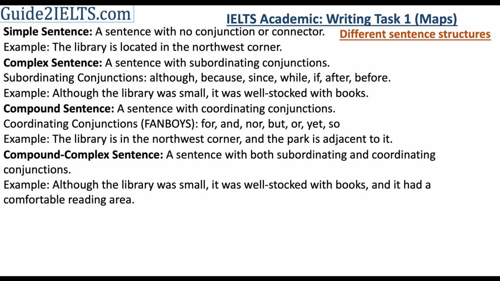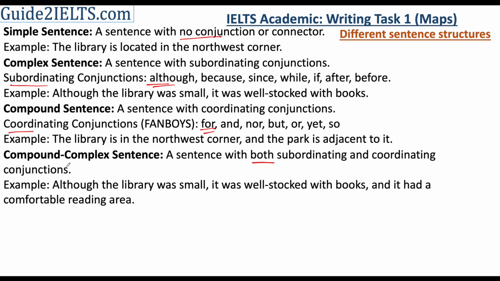A simple sentence has no conjunction or connector. A complex sentence has subordinating conjunctions. A compound sentence has coordinating conjunctions. And a compound complex sentence has both subordinating and coordinating conjunctions. So as you practice, keep a few of these conjunctions in mind, see where they fit into your writing, and you'll be able to ensure a variety of sentence types.